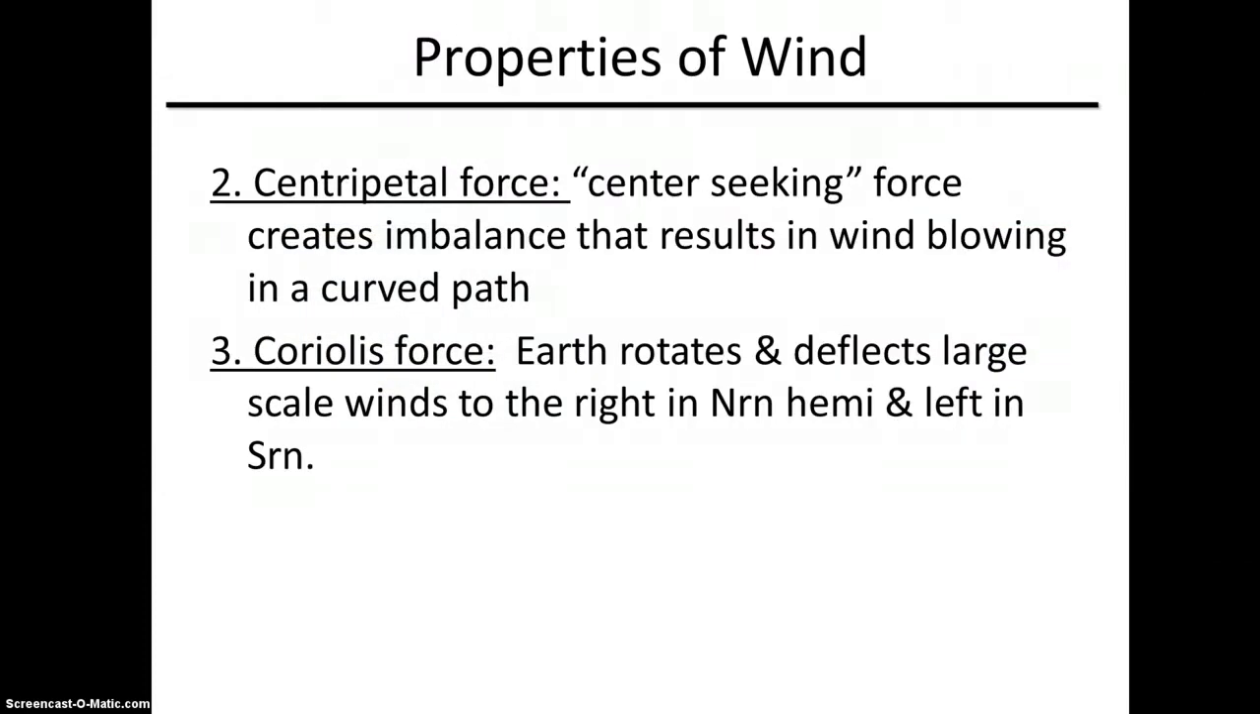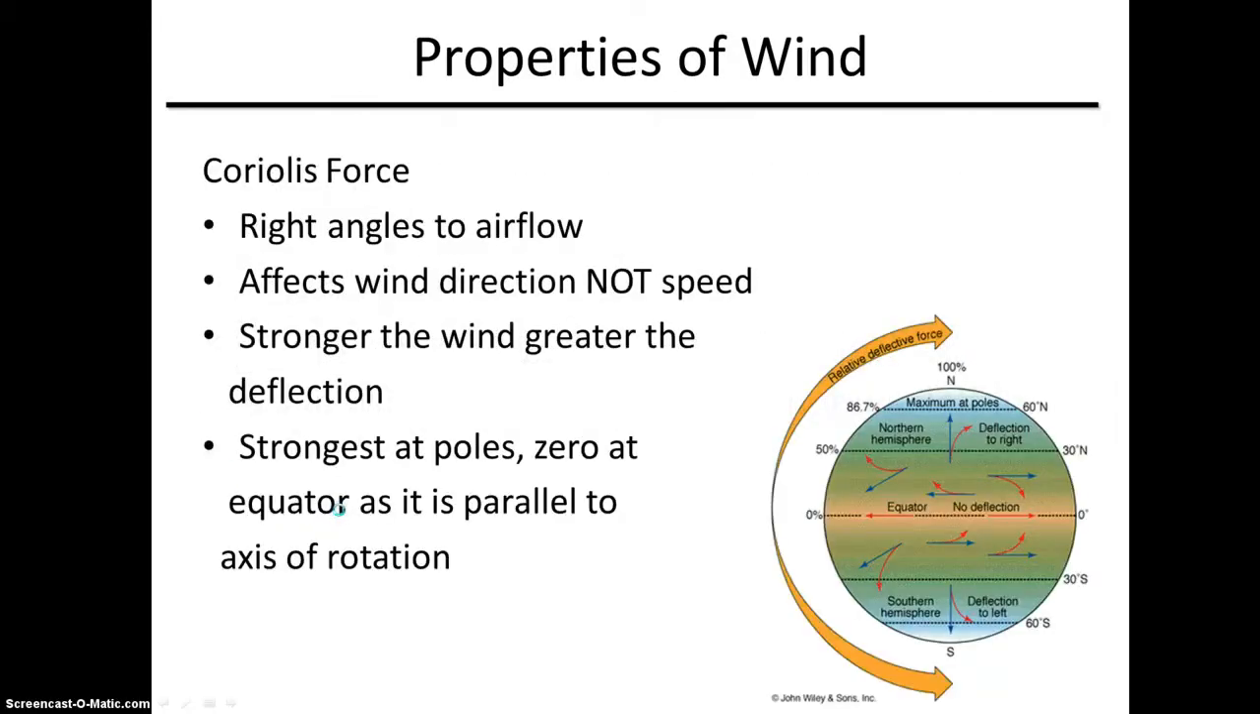So that's one property of wind. Another property of wind is called the centripetal force. That's what they call the center-seeking force. There's the Coriolis force, and that's created by the Earth's rotation. In the northern hemisphere, winds are deflected to the right, in the southern hemisphere, they're deflected to the left. Now, the Coriolis force only works on the direction of wind, not the speed of the wind. So it has nothing to do with the speed, it only affects the direction.